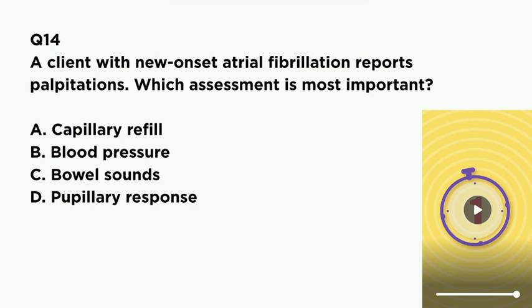Okay, so the correct answer is letter B. Blood pressure helps determine stability during atrial fibrillation. A is incorrect because capillary refill doesn't really guide atrial fibrillation management. C is also incorrect because bowel sounds are unrelated. D is also incorrect because pupillary response does not assess hemodynamics.